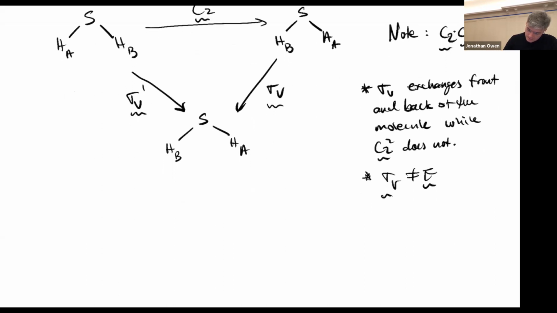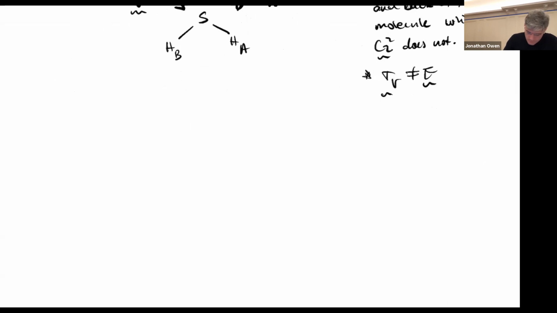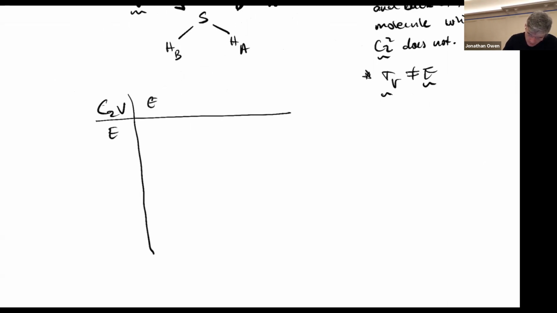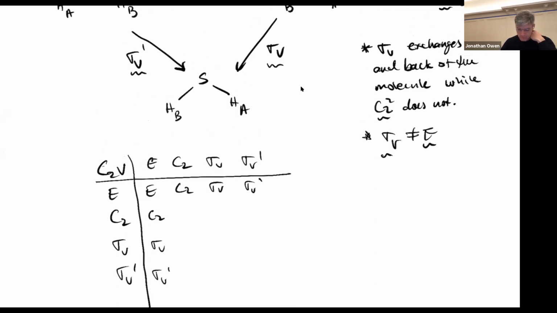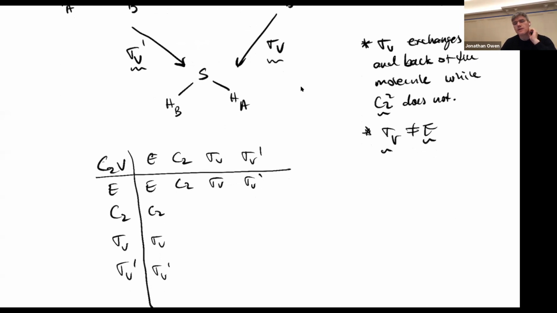All right, let's do a multiplication table. C2V. We're going to get an E, a C2, a sigma V, and a sigma V prime. Okay, E times E is easy. E times C2 or sigma V or sigma V prime is easy. So now we do the interesting ones. What if you do C2 twice? C2 twice is the same thing as E.